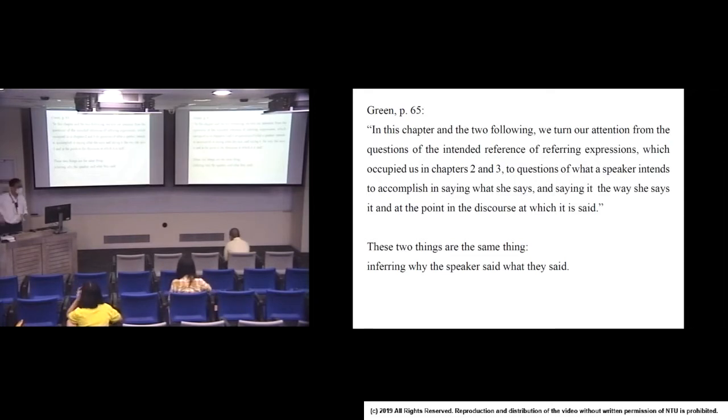Okay, so today we're changing to a slightly different approach. As Green says, in this chapter and the two following, we turn our attention from the questions of the intended reference of referring expressions to questions of what a speaker intends to accomplish in saying what she says, and saying it in the way she says it at the point in the discourse at which it is said.